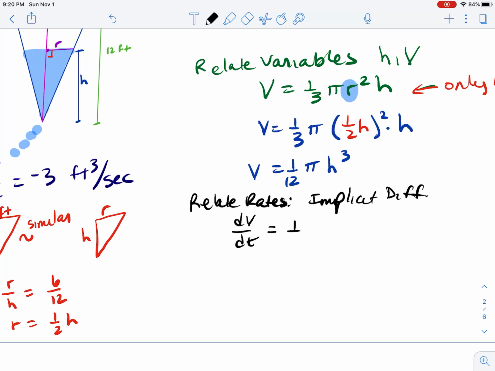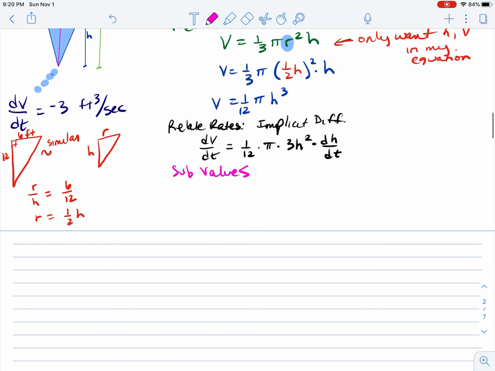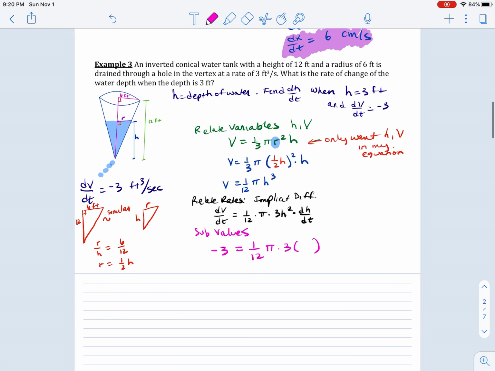And now it is time to sub my values. And I'm probably going to add an extra page here so that I don't have to squeeze everything in there. So in substituting my values, I can say that dv/dt is minus 3, and I have 1/12 pi times 3, and h, they said, was 3 feet also.